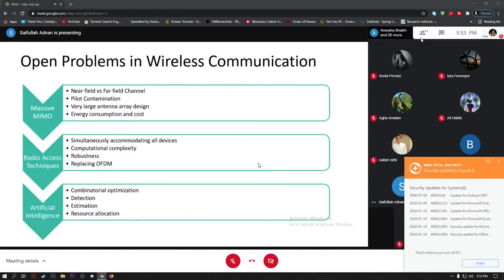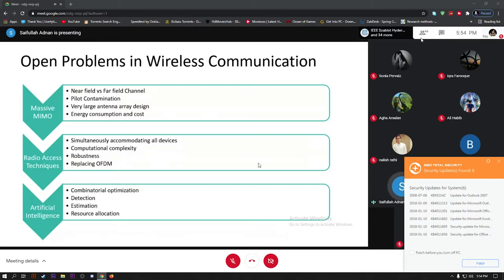So there are some open problems in wireless communication. The first one, which technology I discussed before, is the massive MIMO technology. The most important problem is near field versus far field channel. In millimeter waves, distance is the most important thing, because the range of millimeter waves is very short. So the distance between the user and the access point must be very short. If the user goes far away from the access point, the channel can become a far field channel.